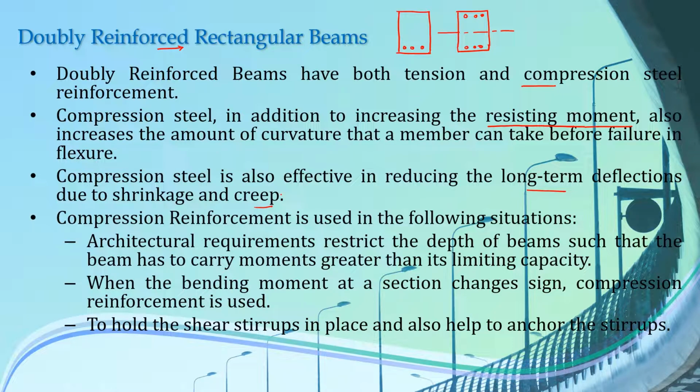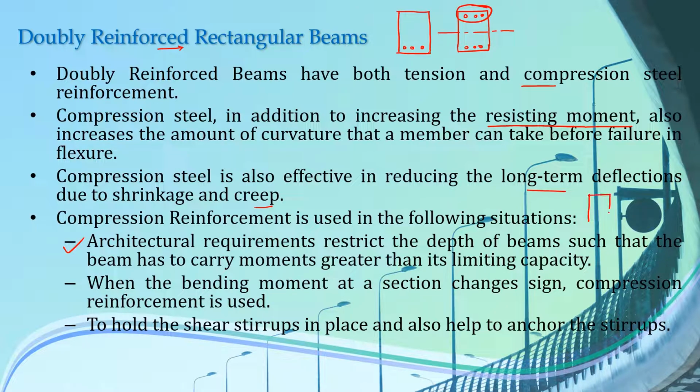So reinforced concrete beams provided with steel reinforcement in both the tension and compression zones are called doubly reinforced beams. And the compression reinforcement, or the steel reinforcement in the compression zone, is required in the following situations. We can see three situations listed here. The first is if the architectural requirements restrict the depth of beams such that the beam has to carry moments greater than its limiting capacity.